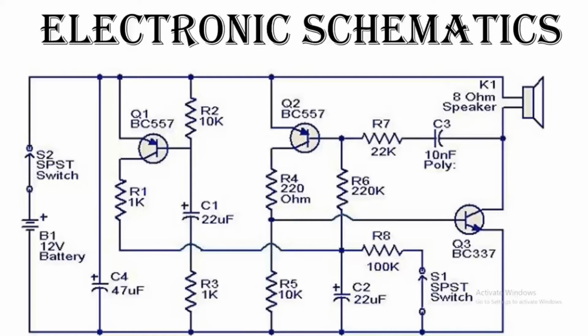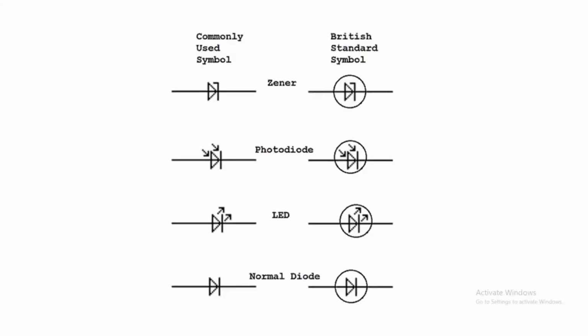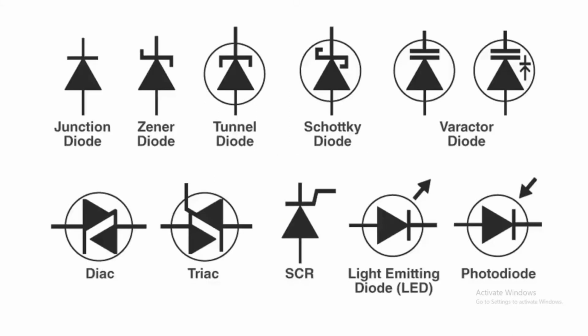Here you can see these are all the symbols of the resistor. When you see a symbol like this on the circuit or schematic, you think that it's a resistor. This symbol is for a diode. There are many types of diodes and LEDs among the diode types, so each diode has its own symbol. This symbol is also for a diode.